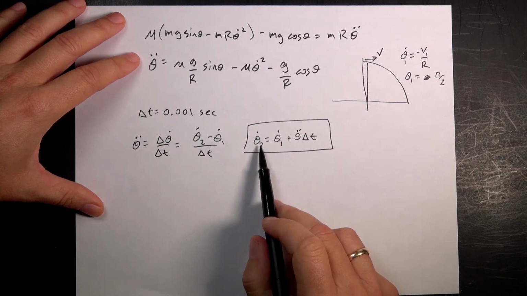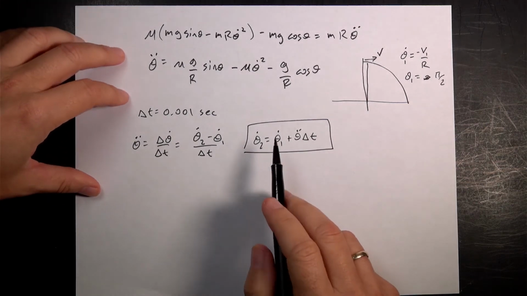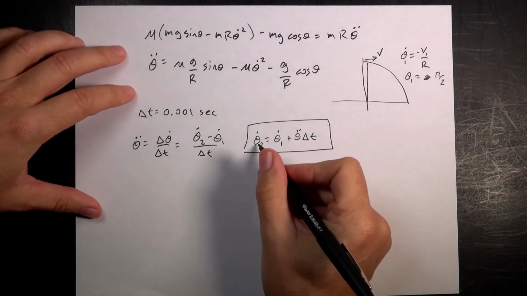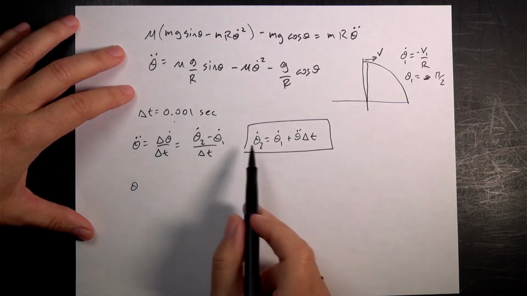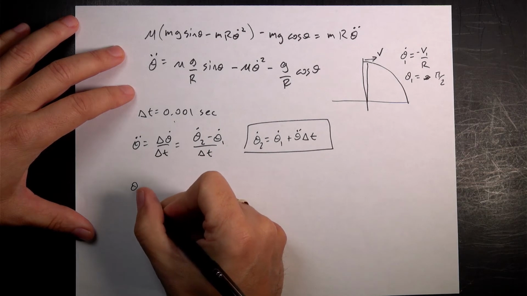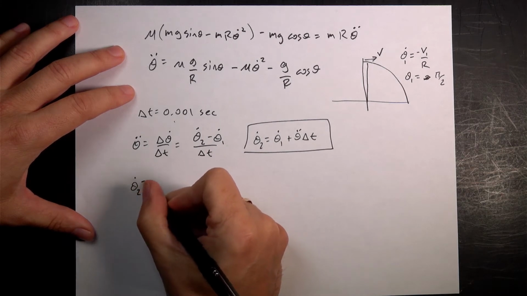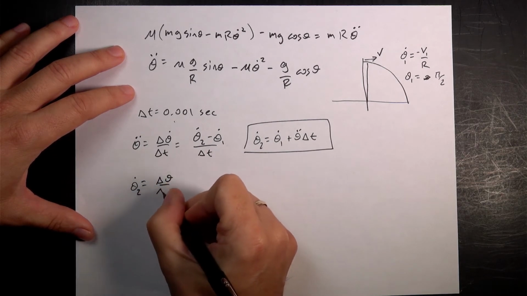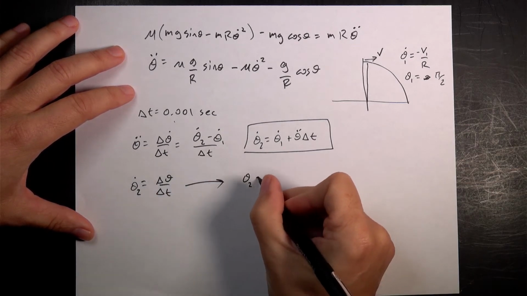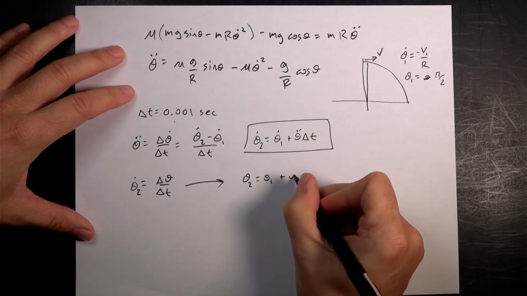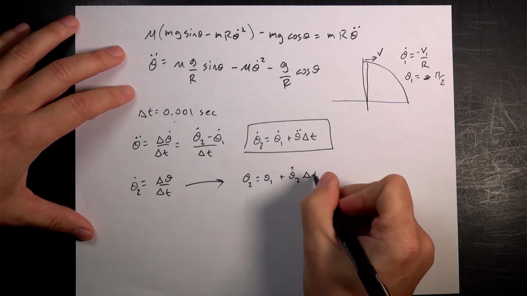So now I have the angular velocity at the end. Now I can do the same thing by assuming this velocity is constant, which it's not, but the smaller I make my time interval, the better that is. So I get theta 2 dot is equal to the change in theta with respect to time. Same idea: theta 2 is theta 1 plus theta 2 dot delta t.